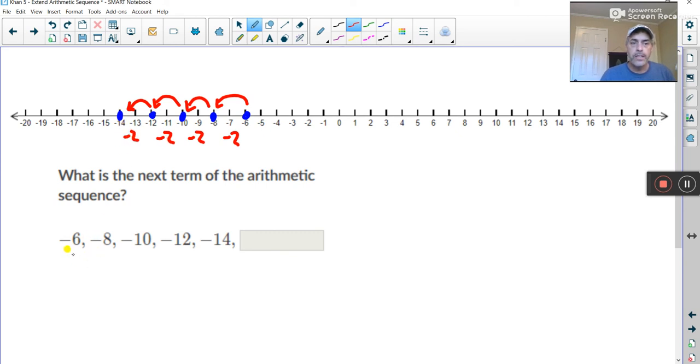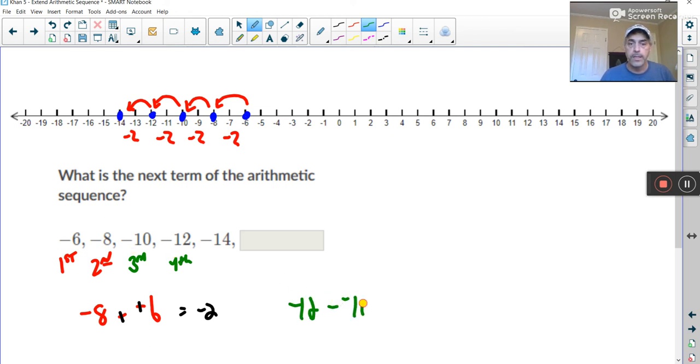Well, if I were to use this idea of subtraction, I take the second term, I subtract the first term. -8 minus -6. I should be able to get that common difference as well. Minus a negative is the same thing as adding the opposite. -8 plus 6 is -2. I'll try it one more time. I'll take these terms. We'll call this one the third term and this one the fourth term. We'll subtract the third term from the fourth term. -12 minus -10. Subtraction is the same thing as adding the opposite, -12 plus 10. And here I'm getting that common difference again.